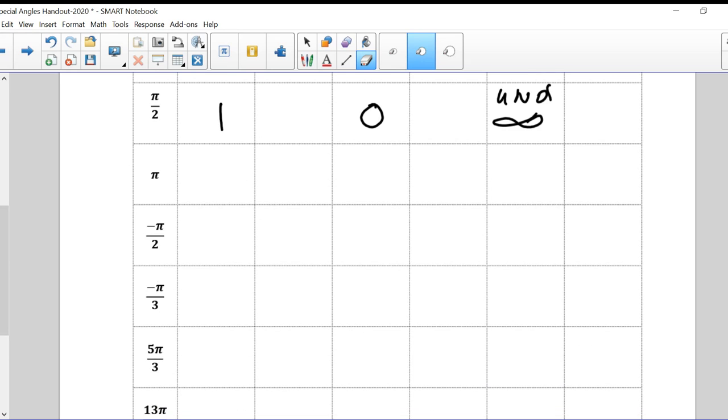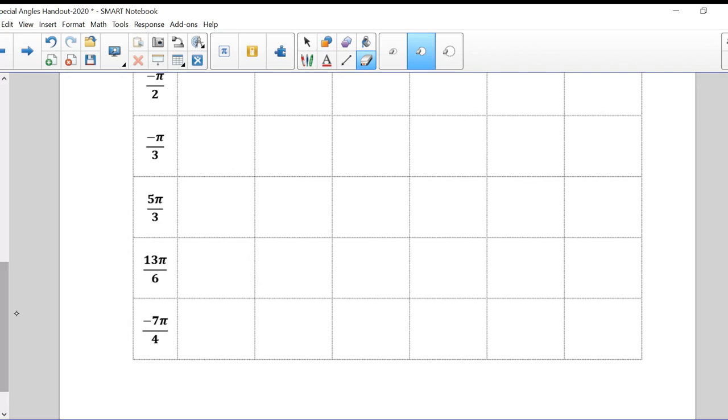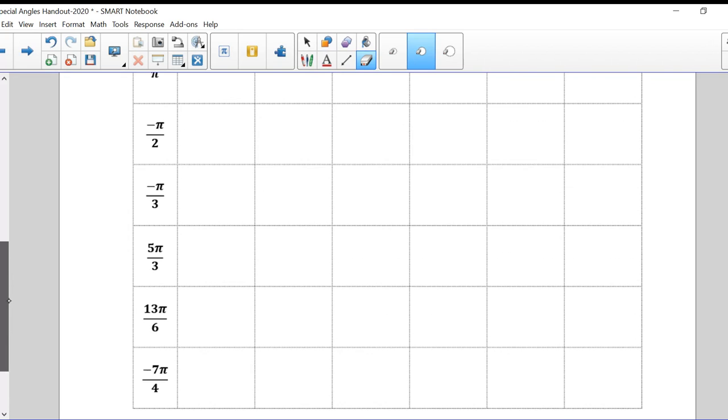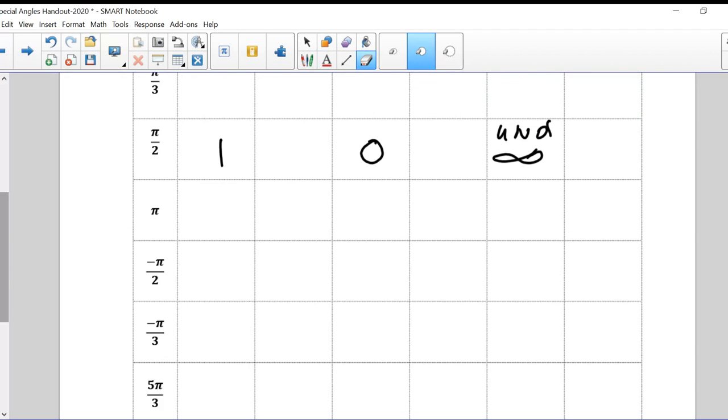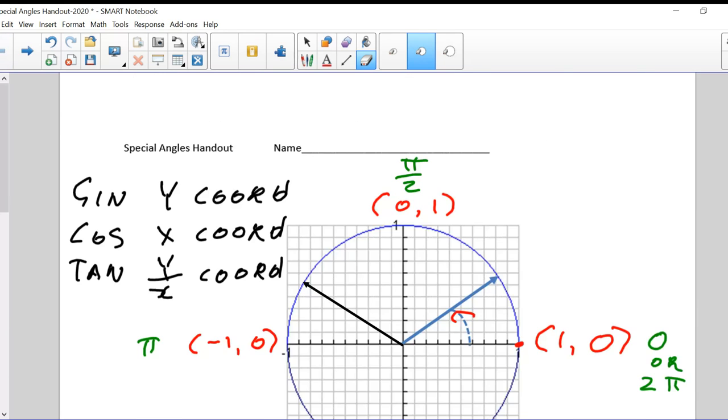Okay. We're going to get to some of these other ones in a little while. What if I were to try this for pi? We'll do that last one. So pi. Let me go back and show my chart again. So remember, pi is over here. That's what I'm circling right now. That's my pi. Sine is my y. Cosine is my x. Tangent is my y over my x.